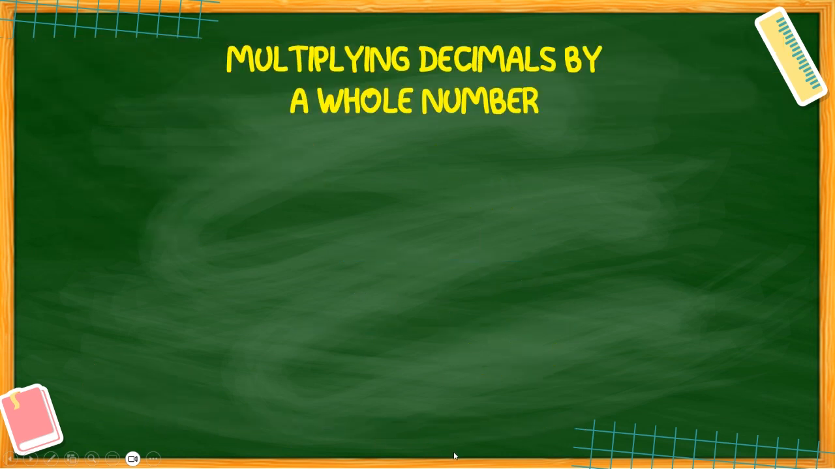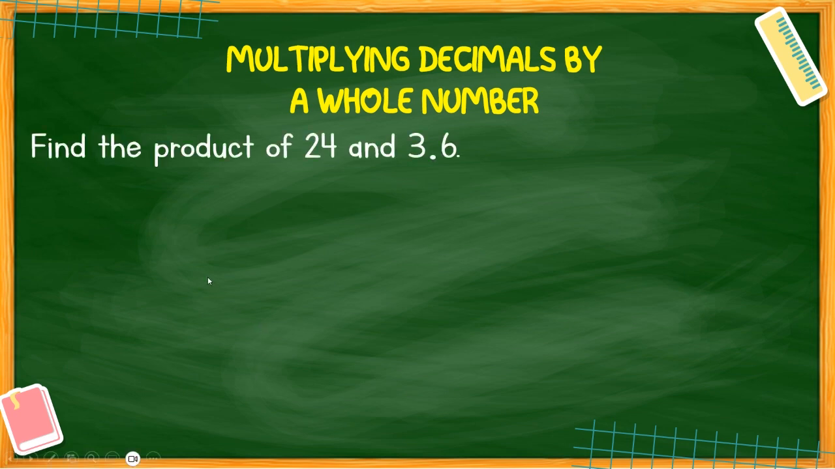Okay. Now, to further analyze how to multiply decimal numbers, let's multiply first a decimal by a whole number. So, find the product of 24 and 3.6. So, as you notice, we have the word product. When we say product, it involves the operation of multiplication.